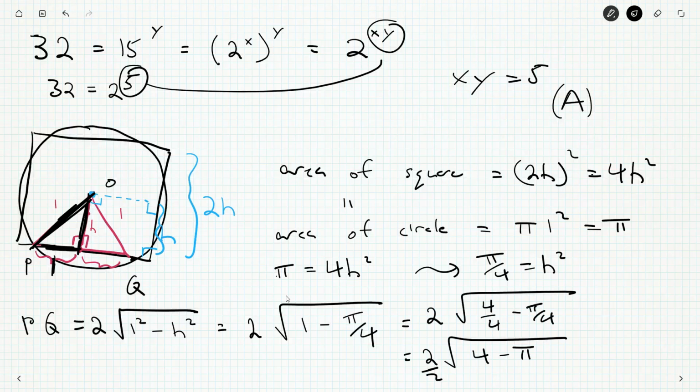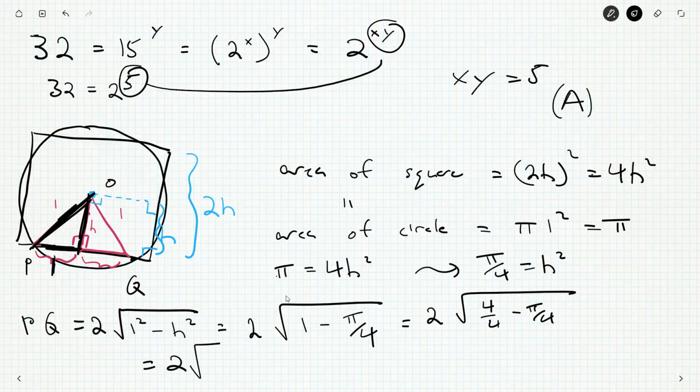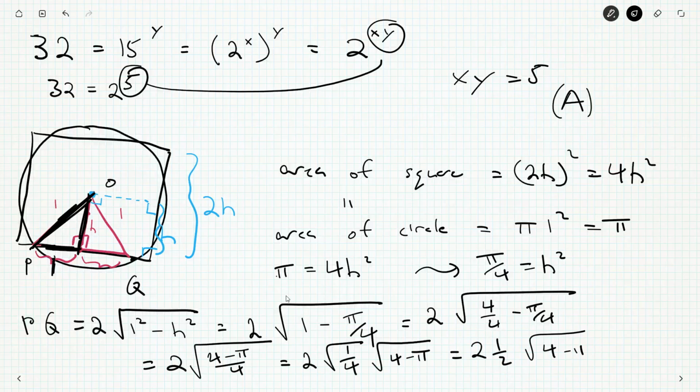Then I can take out the quarter at the cost of dividing by 2. Why is that? Well, let's do a little intermediate step. I know it's close to the bottom of the page. We'll get 2 square root of 4 minus pi over 4. Square roots distribute over multiplication. And then what's the square root of a quarter? 1/2. So those cancel out, and my new attempt at an answer is square root of 4 minus pi.